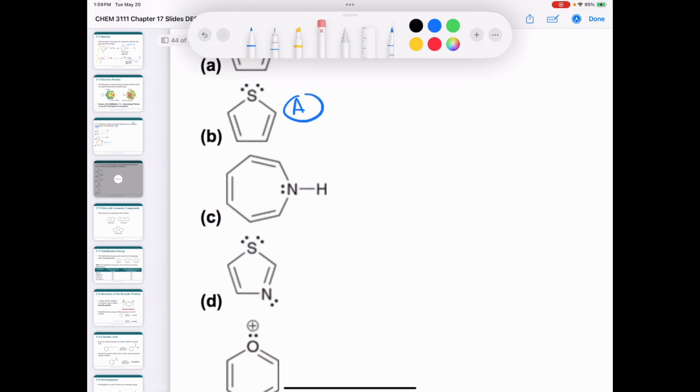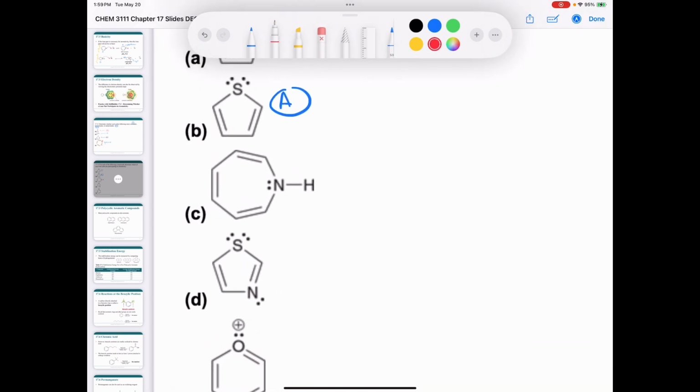Now in C, we'll just zoom in here and think about this. If this lone pair was in a p orbital, then you would have a continuously overlapping system of p orbitals, but you'd have an anti-aromatic compound because you'd have an even number of pairs of pi electrons, right? You'd have 4n, where n is equal to 2. 2 times 4 gives you 8. Okay, so that would be anti-aromatic.